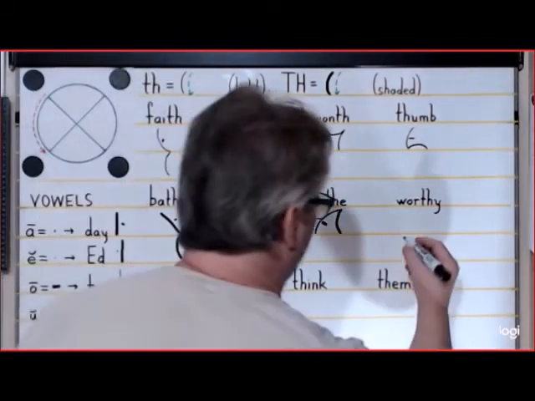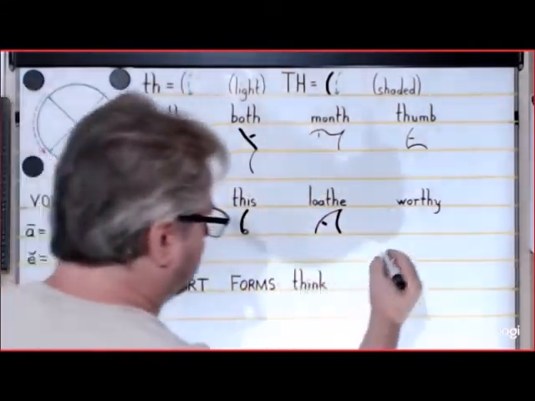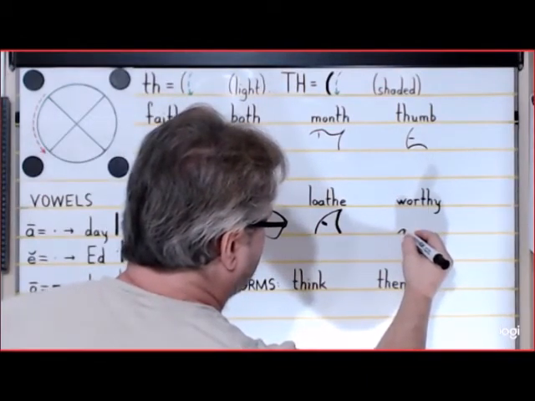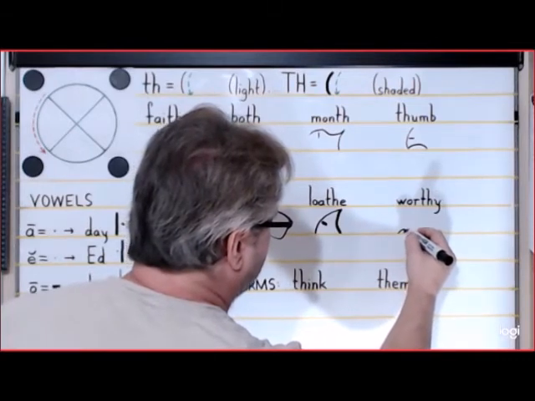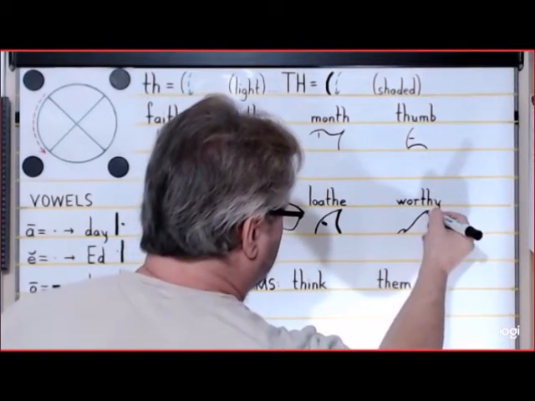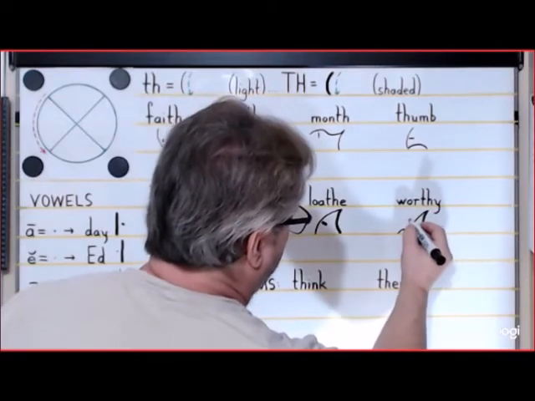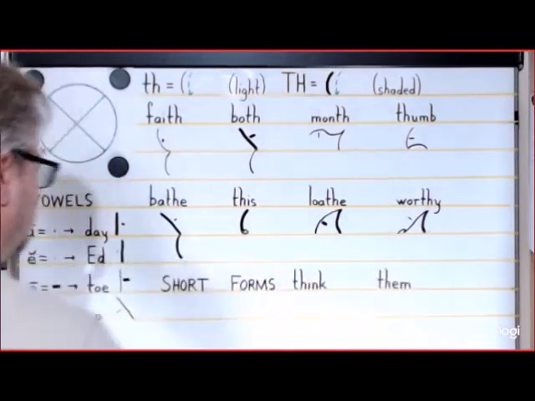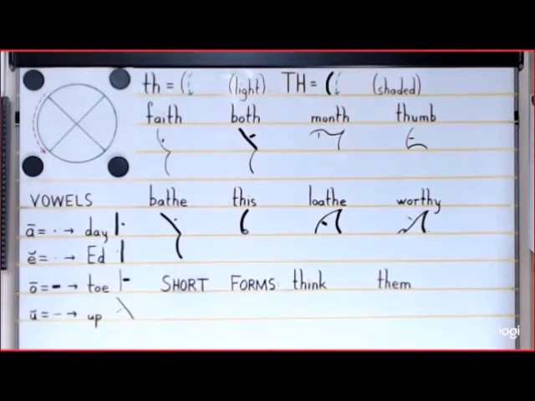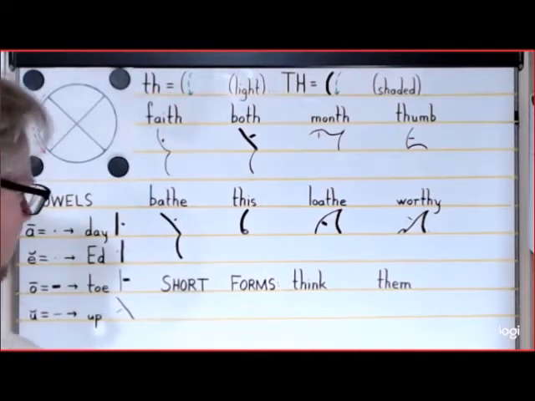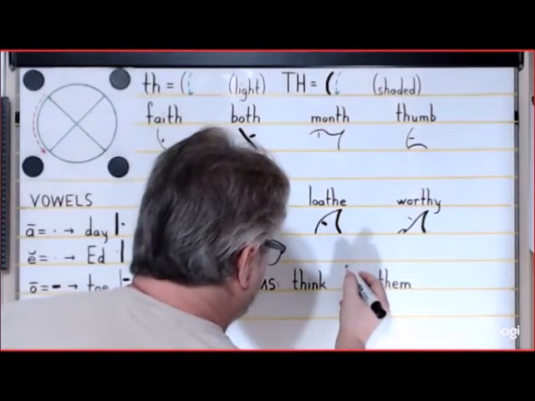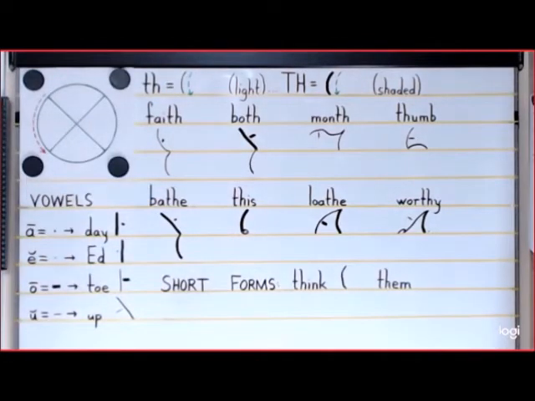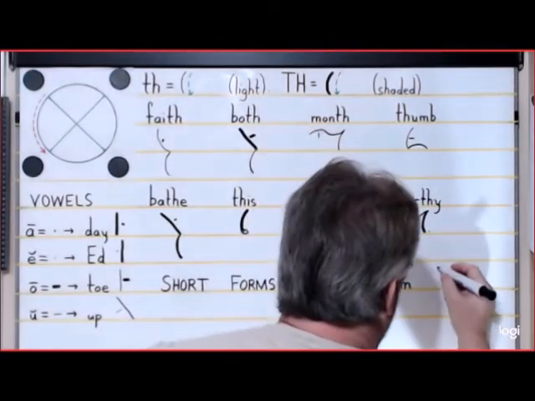Worthy. Now here also we're going to use another device. The U just standing for the W sound, the R, and then now the heavy TH, and then a light dash here and a light dot there in the third position. For the short forms, the word think is the light version of the TH on line, and then the word them is the heavy TH on the line.